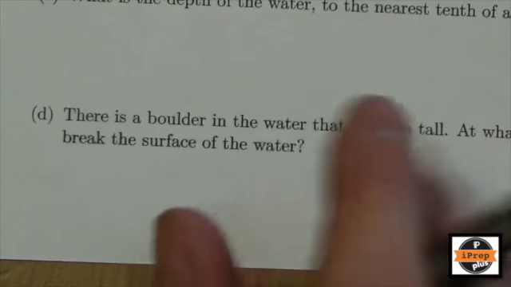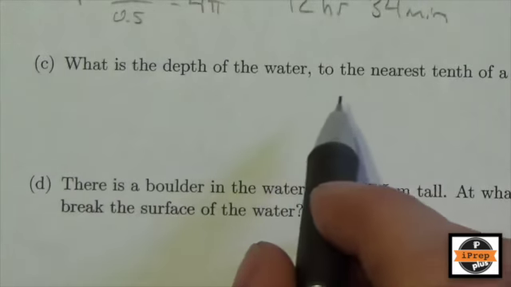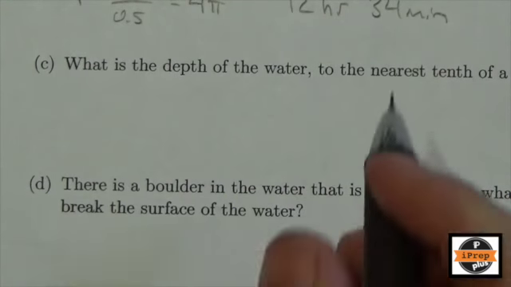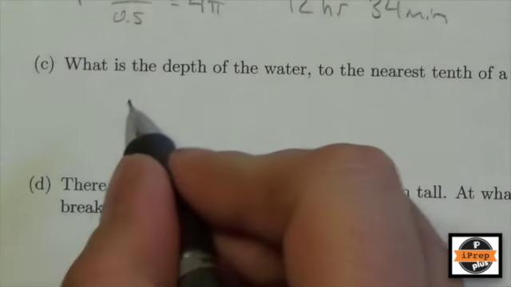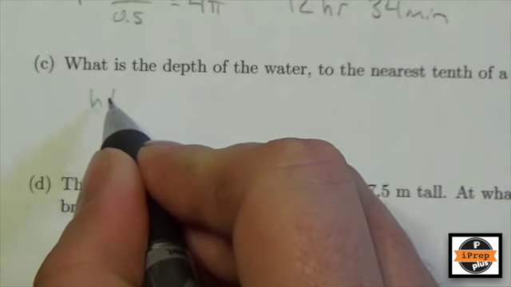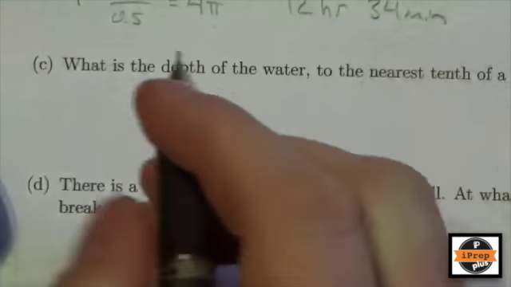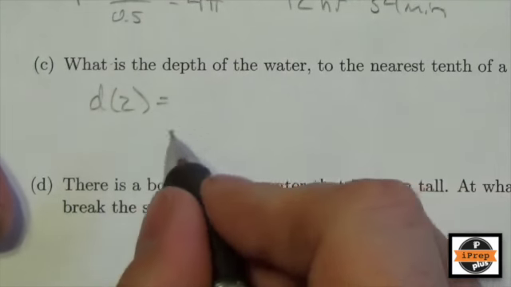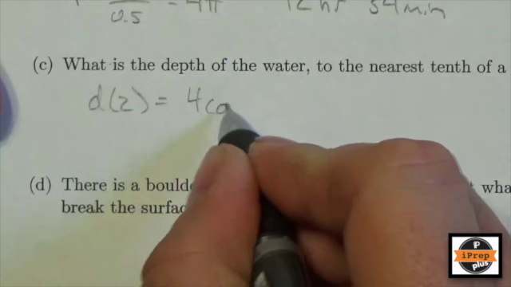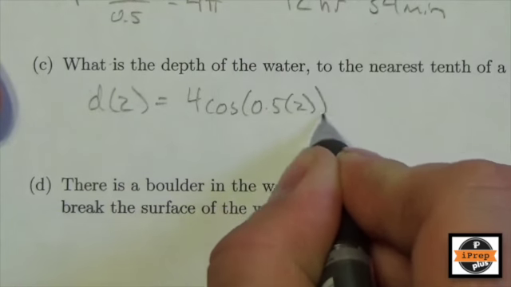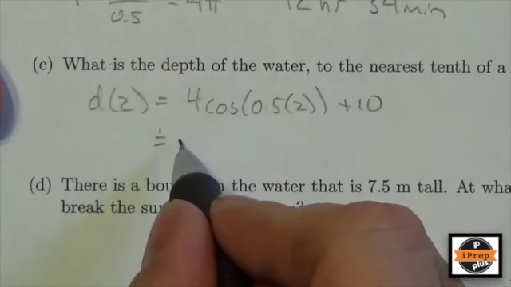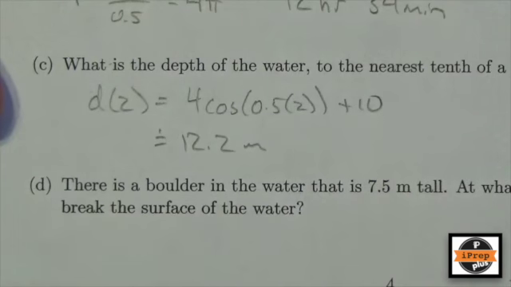Okay, next. What is the depth of the water in the harbor to the nearest tenth at 2 a.m.? Well, that's really just a matter of plugging this in. We're going to evaluate the depth when time is equivalent to 2. So that'll be 4 times the cosine of 0.5 times 2, plus 10. This is just calculator work, and the answer is roughly 12.2 meters when you round it. That's all that is.